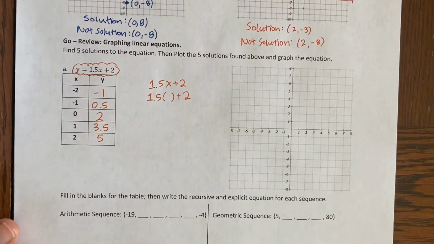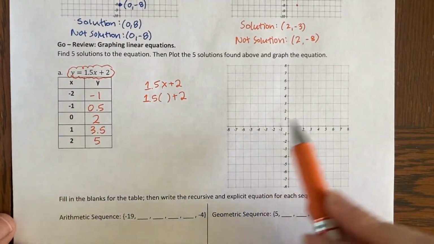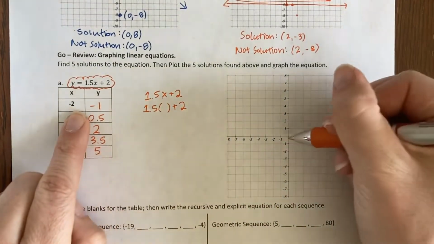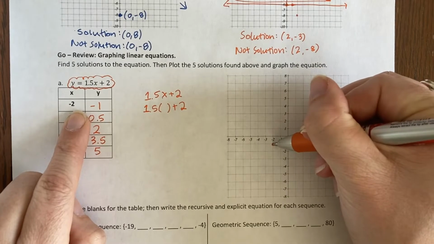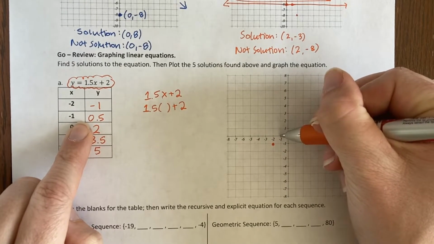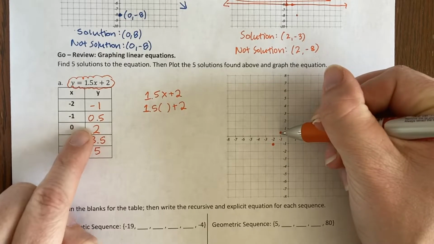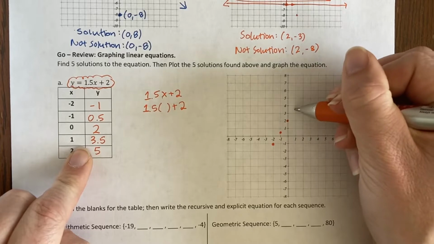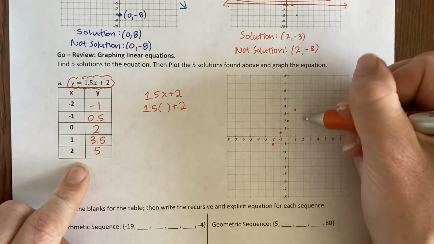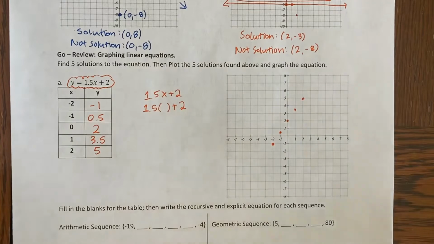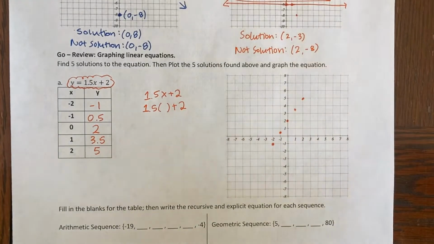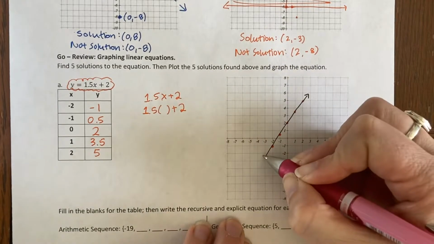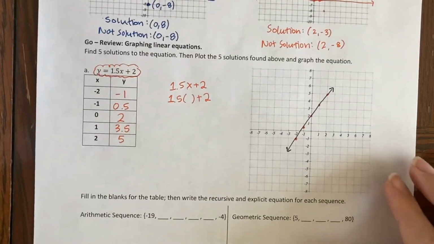It will then ask me to plot all of these points on my graph, plot the 5 solutions found. -2 is down 1, -1 is up a half, 0 is up 2, 1 is up 3.5, 2 is up 5. Then after I plot all those points, I select graph line, and I will graph the line through those 5 points.